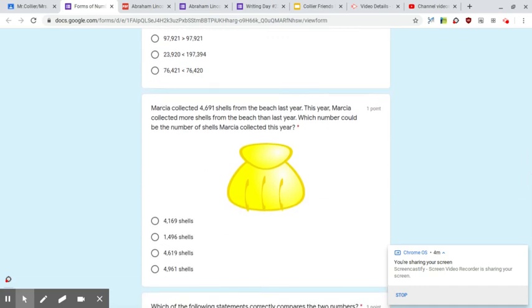This one says that Marcia collected 4,691 shells last year. This year, Marcia collected more shells from the beach than last year. Which number could be bigger? So all they're asking is to pick which one of these numbers is bigger than her last year's number.